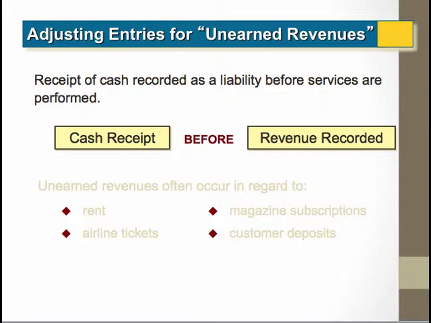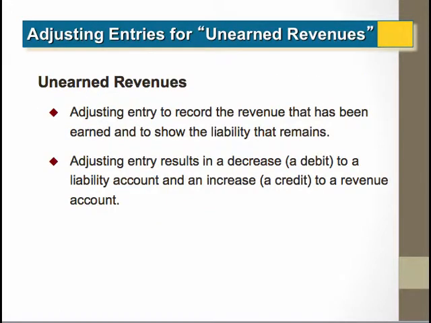So we need to recognize that we have unearned revenues, a liability that we are obligated to satisfy. So when we have unearned revenues, we need to create an adjusting journal entry to record the revenues as we earn the revenue. That adjusting journal entry will be a debit or a decrease to the liability account and an increase to the revenue account.